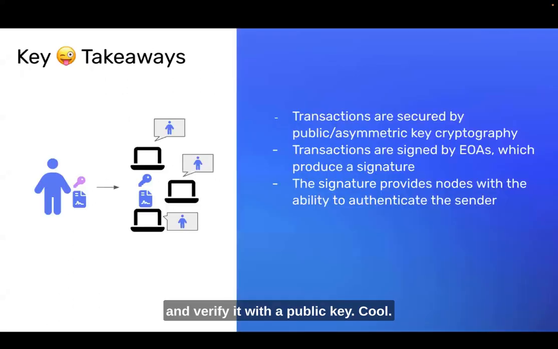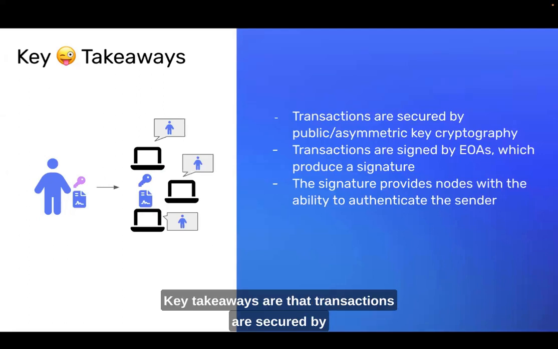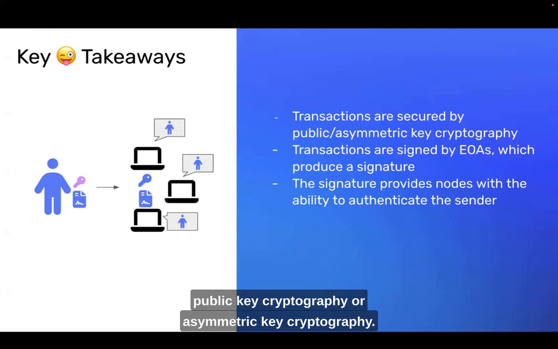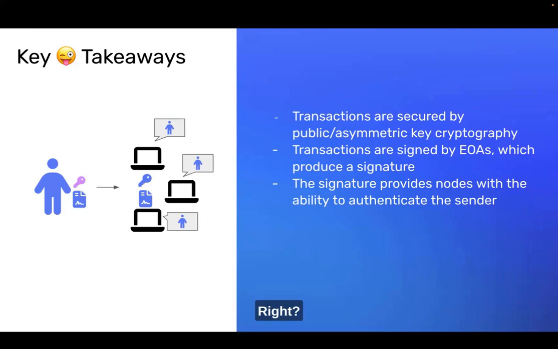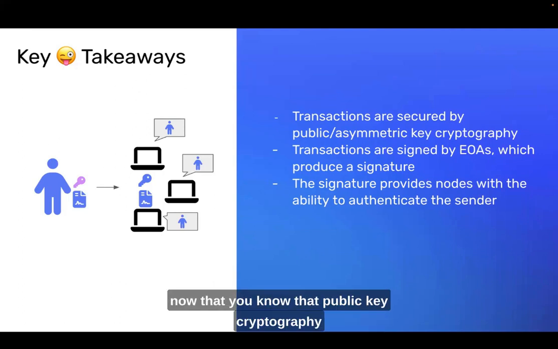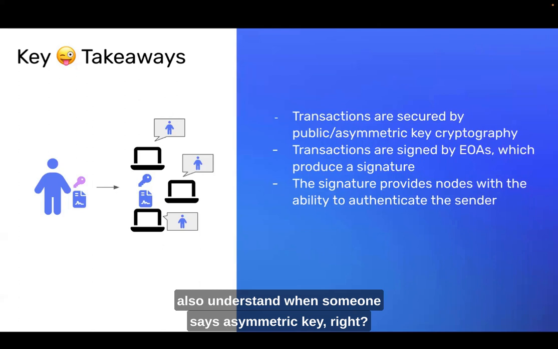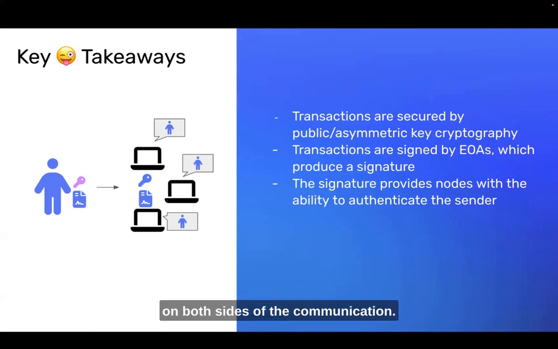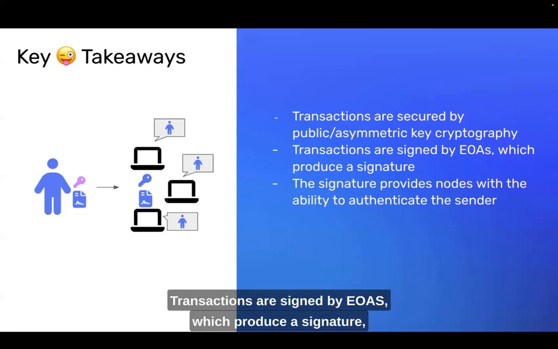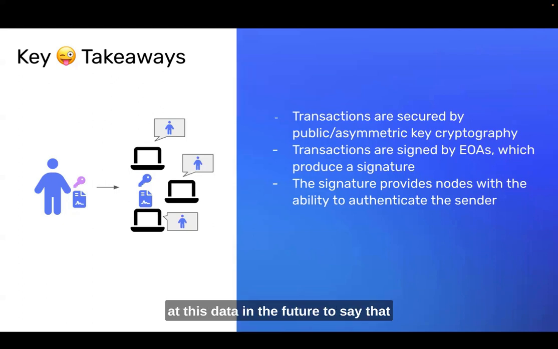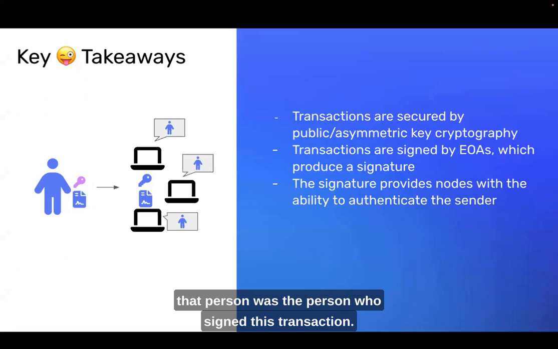Cool. So what are our key takeaways? Key takeaways are that transactions are secured by public key cryptography or asymmetric key cryptography, right? You can think of it either way, but now that you know that public key cryptography is the using of two keys, you can also understand when someone says asymmetric key, right? It just means there's a different key on both sides of the communication. Transactions are signed by EOAs, which produce a signature, and that allows any blockchain node or anyone looking at this data in the future to say that that person was the person who signed this transaction.